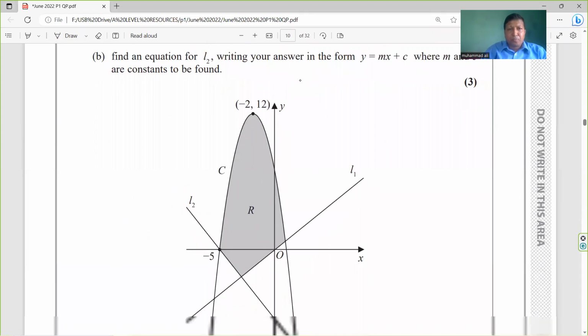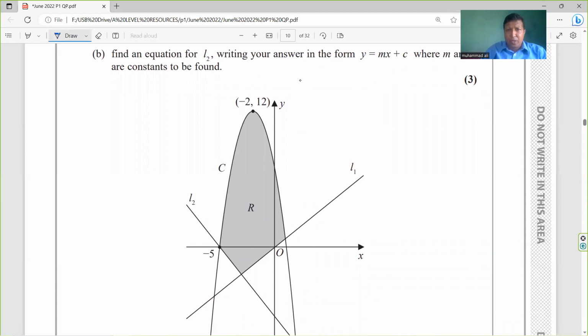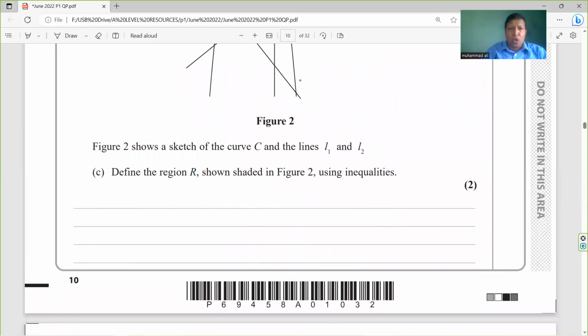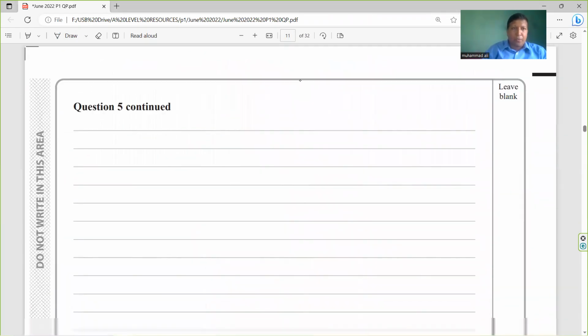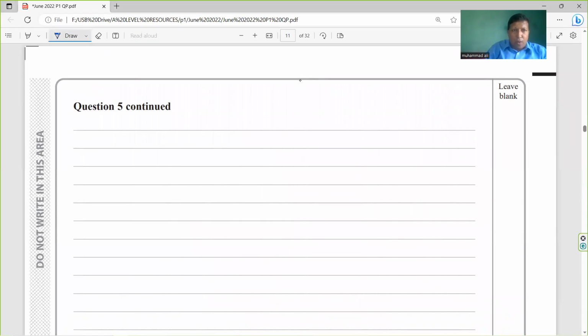So here, the curve is cap shape. The maximum point is (-2, 12). And another piece of information, the curve cuts the x-axis at (-5, 0). So if we want to find f(x), we can use two methods. I want to show you these two methods. One is method 1.